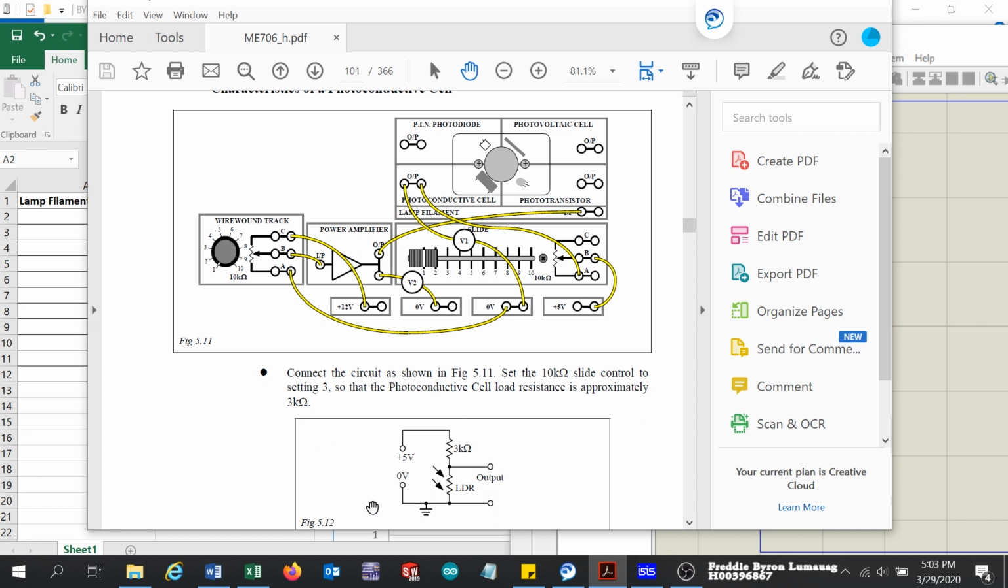This is the equivalent circuit. So we have the 5 volts supply, and then it's connected in series to the 3 kilo ohm resistor. And then we have the LDR connected in series. And we have the output voltage here. This voltage is the output that we will put into the table.